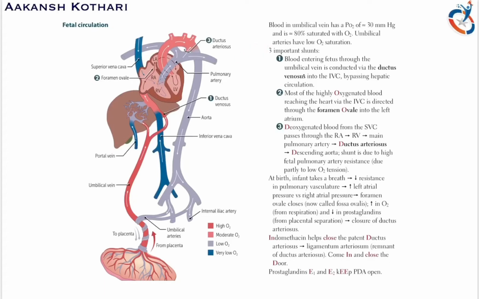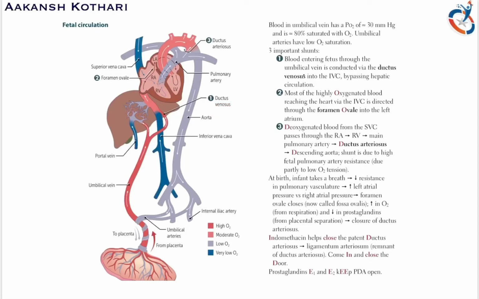The blood entering the fetus through the umbilical vein is conducted via the ductus venosus to the inferior vena cava, which directly goes into the right atrium. It bypasses the hepatic circulation. Ideally, the blood should go from umbilical vein to the liver, through the liver to the inferior vena cava, from the inferior vena cava to the right atrium. Whereas, due to ductus venosus, the liver is bypassed and the blood directly goes into the inferior vena cava. That is the first shunt.